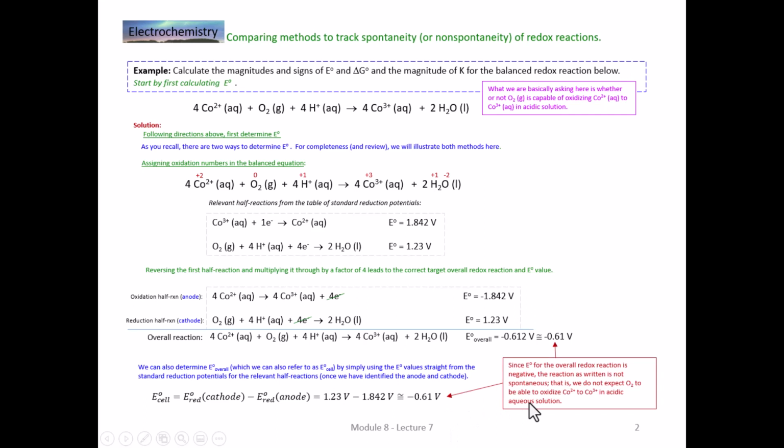And again, since E0 for the overall reaction is negative, the reaction as written, left to right, is not spontaneous. That is, we do not expect oxygen to be able to oxidize cobalt-2 plus to cobalt-3 plus in an acidic aqueous solution. Of course, we also expect delta G to be positive now and K to be very small. Let's calculate those on the next slide.